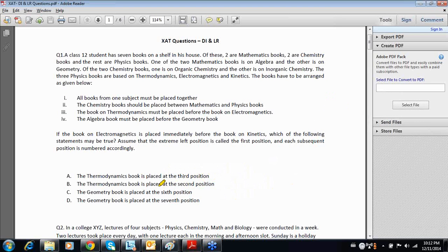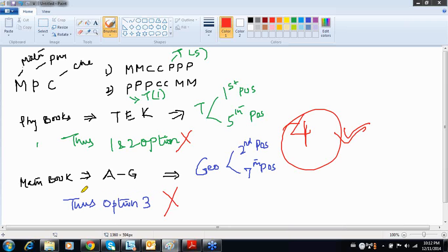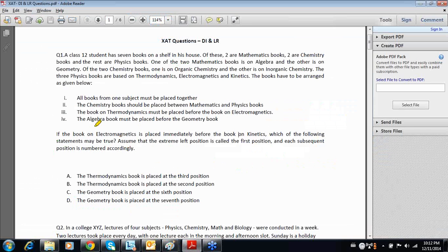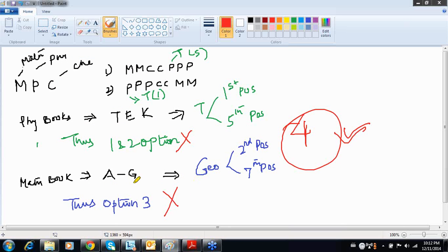Now let us consider the second thing, the maths books. It is saying the algebra book must be placed before the geometry book. So the necessary condition for the mathematics books is A and G, algebra and geometry. So either this can be algebra or this can be algebra. That means this will be geometry or this will be geometry. That means geometry will be in the 2nd position or the 7th position.